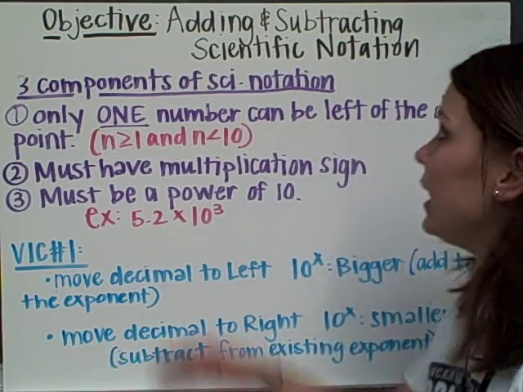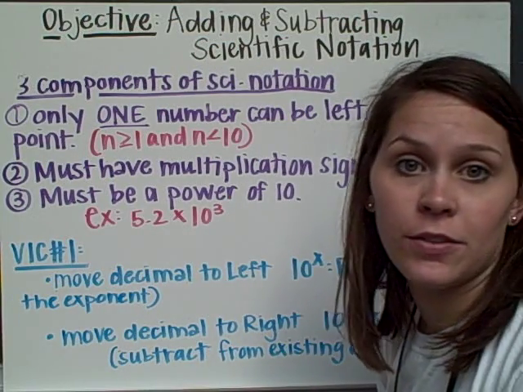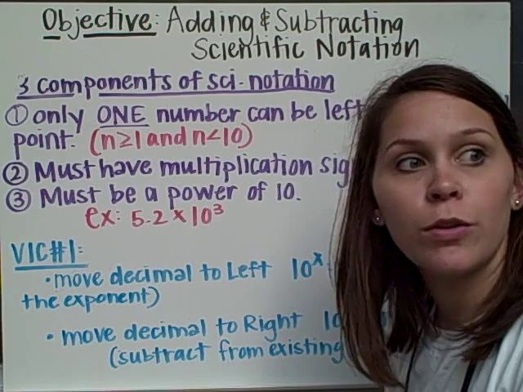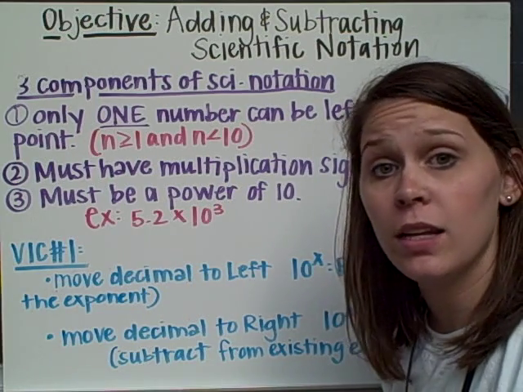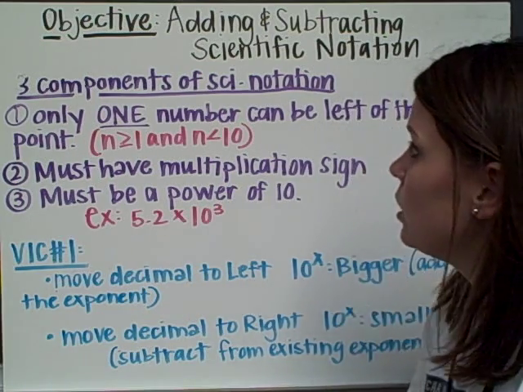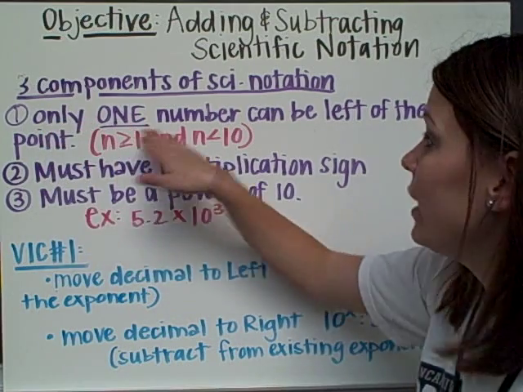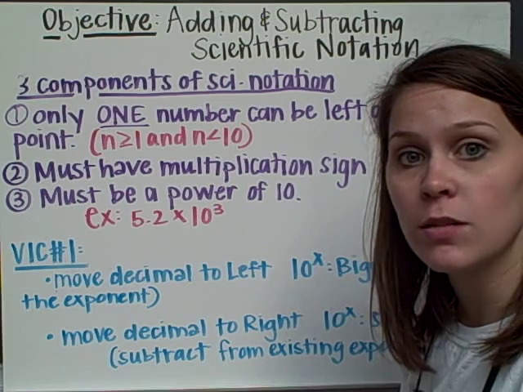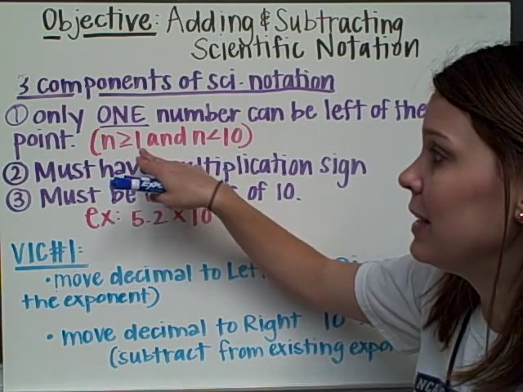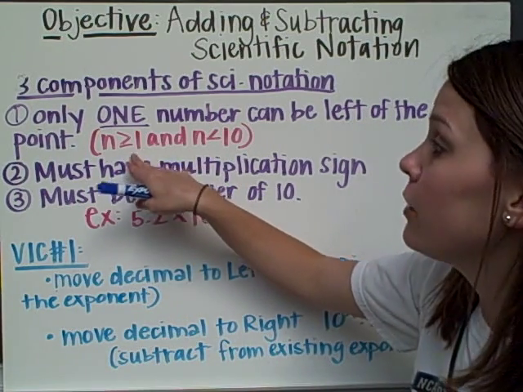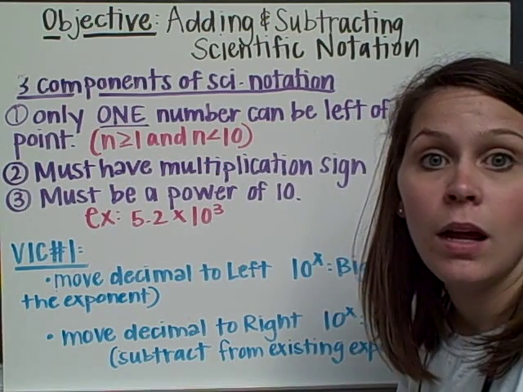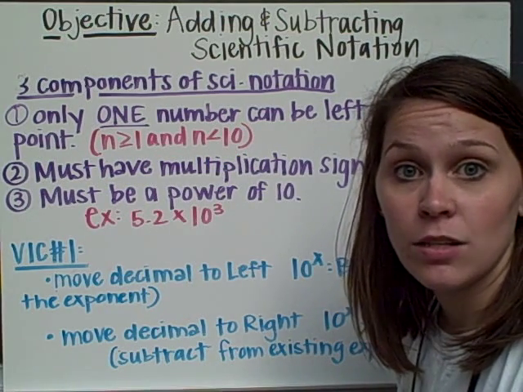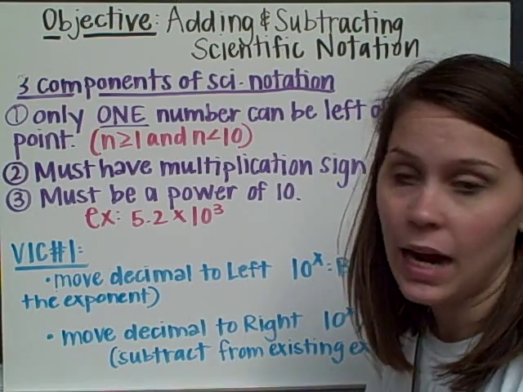Our objective today is adding and subtracting scientific notation. Before we start, we're going to review the three components of writing a number in scientific notation. So remember, you can only have one number to the left of the decimal point. That number in front of the decimal has to be greater than or equal to 1 but less than 10. So anywhere between 1 and 9.